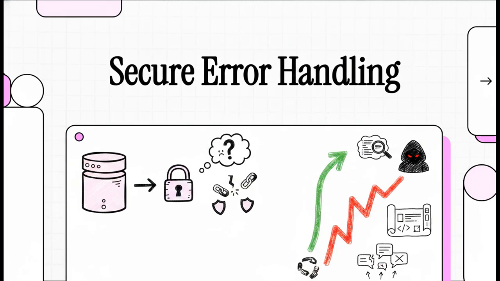There's this kind of fascinating and honestly a bit scary paradox in software development. Think about it. The more helpful and detailed an error message is to a developer, the more incredibly helpful it is to an attacker, right?